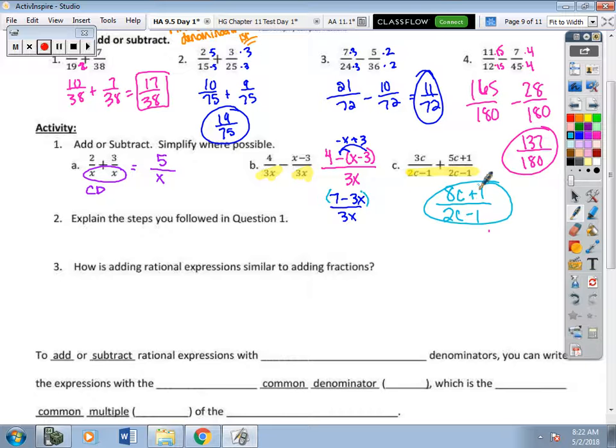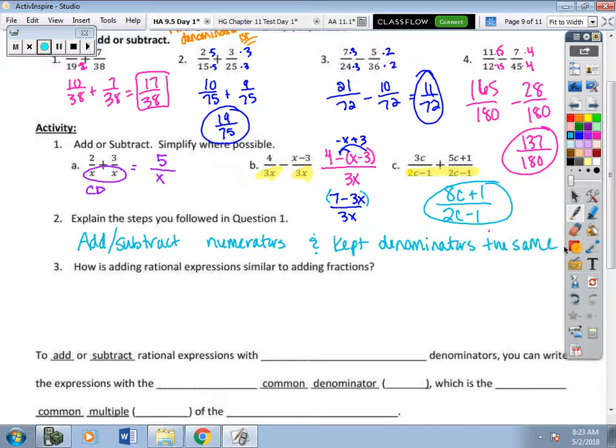So explain the steps you followed in question 1. We added or subtracted the numerators and kept the denominators the same. How is it the same as adding rational expressions to adding fractions? You need a common denominator. Now the denominators aren't going to be just numbers, they're going to be algebraic expressions. So they have x's and y's, they may have parentheses.